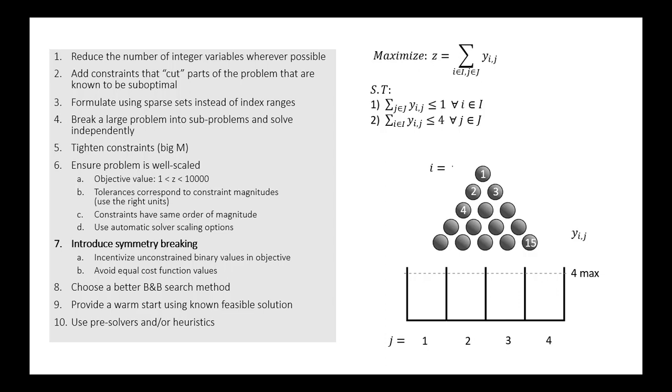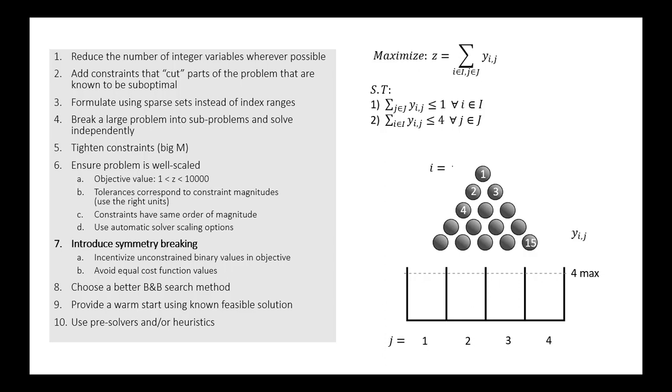The next method is a really powerful one and is, I think, an underutilized one, and it's called symmetry breaking. So imagine we have a situation where you have a decision to make between two competing possible solutions, and if you look at the objective function, the decision that you make actually has no impact on the objective function value.